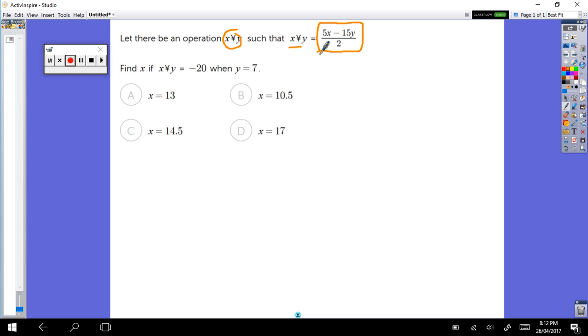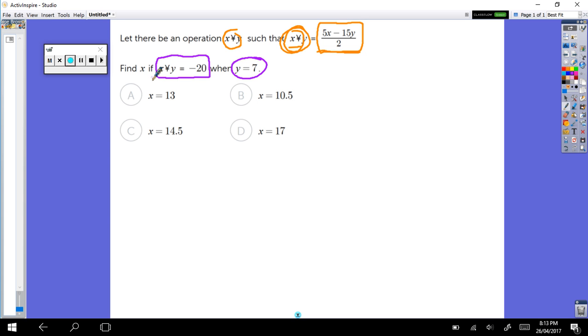Now this looks more normal. You've seen these kinds of equations before. You haven't normally seen an x and a y on the same side of the equal sign, but they're things you're comfortable dealing with. So this is just saying that this funny thing is equal to this over here. Then it gives you a value for y, equals 7, and a value for this funny operation: negative 20. So it says find x.